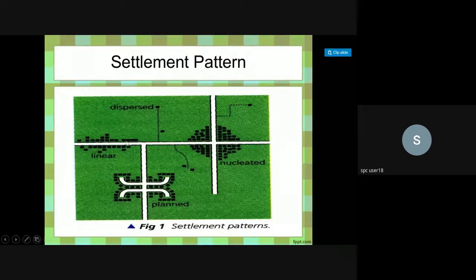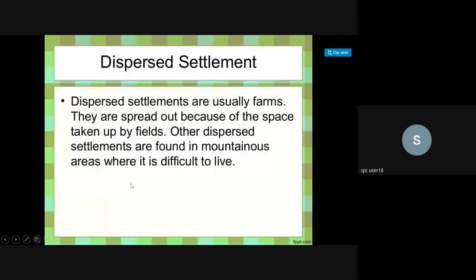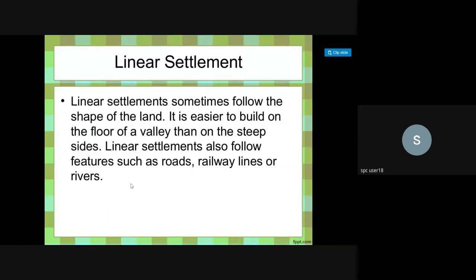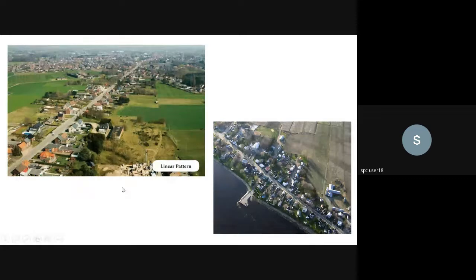The dispersed one is a single house here; nucleated, they gather around a particular thing, and then you plan it in an aesthetic way, etc. This is a photograph of a dispersed settlement, as we have seen earlier also, that most of the dispersed settlements would be around isolated hilltops, etc. And then with linear settlements, this is how they would look. This is a highway.